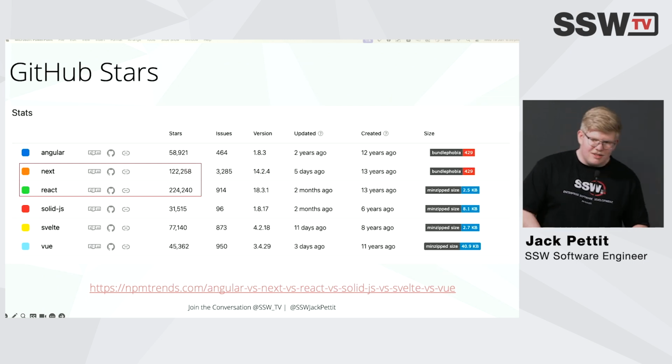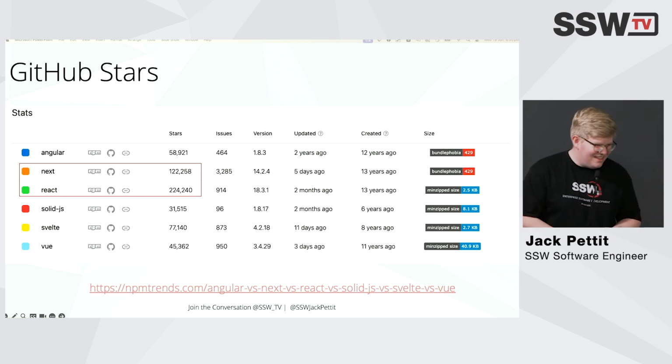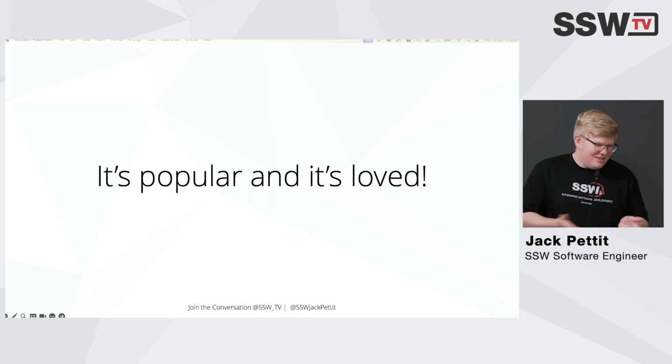But, is it loved? Well, we can see it looks like it is. If we're going by GitHub stars, and that's the standard, it's got hundreds of thousands of stars. And that means it must be good, right? So we got React 200,000. Whoa. Next 122,000. It's really cool. So we can see, it's popular, it's loved.